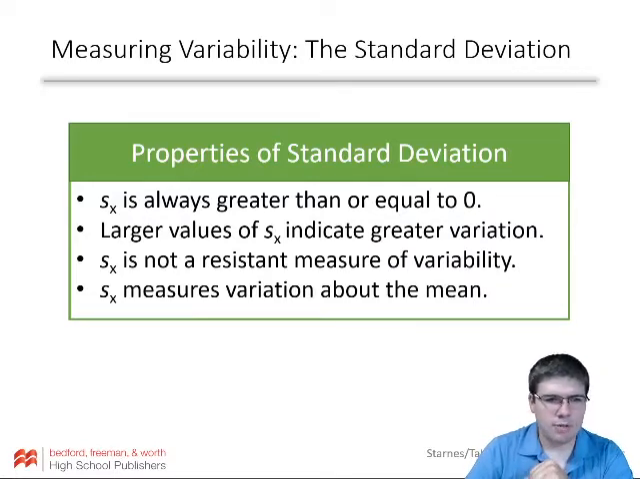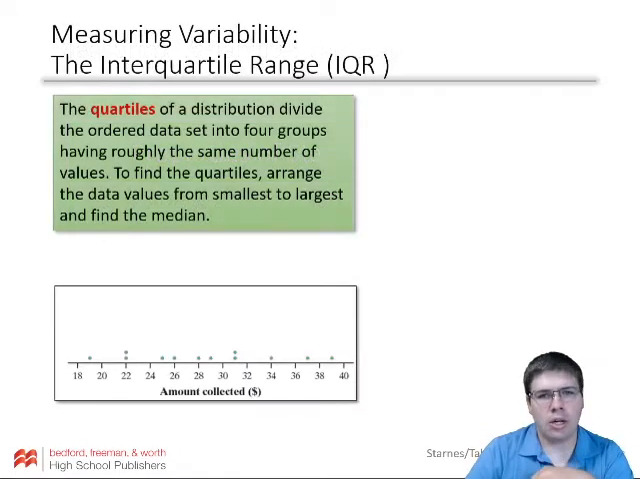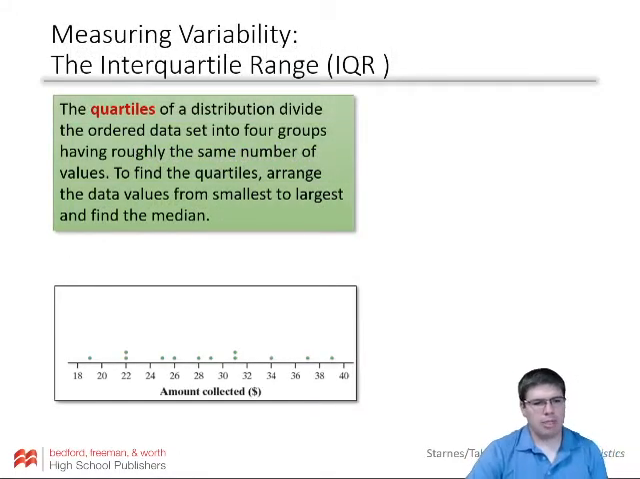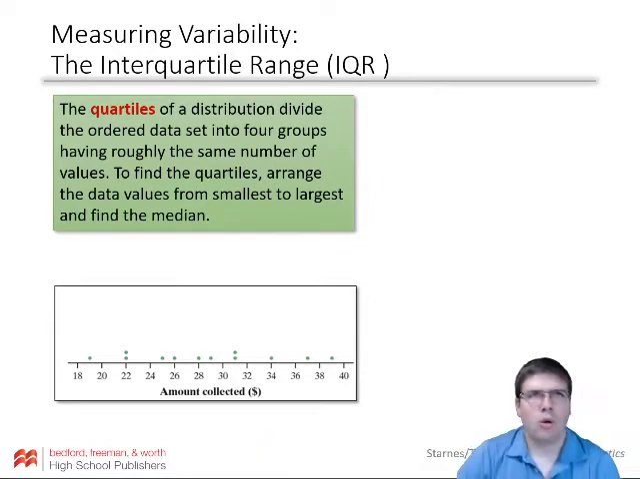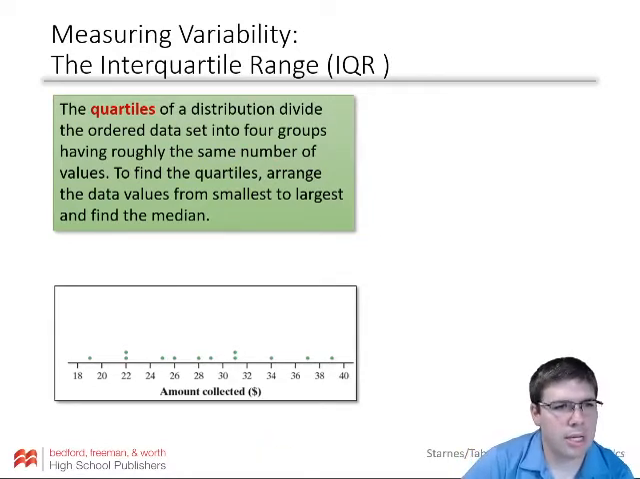The last measure of spread that we want to get to today is the interquartile range. This one's a little bit simpler, I guess. So if we break the data into quartiles, as we call these: the quartiles of a distribution divide the ordered data set into 4 groups having roughly the same number of values.